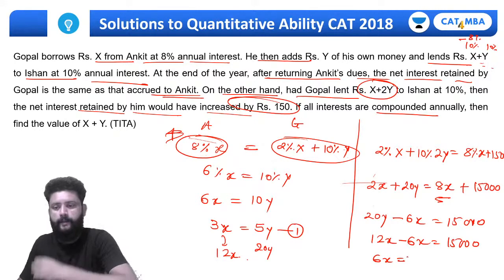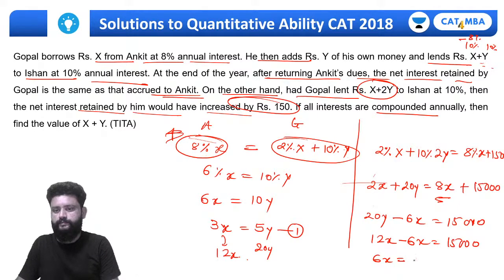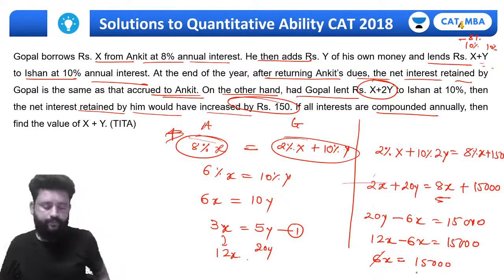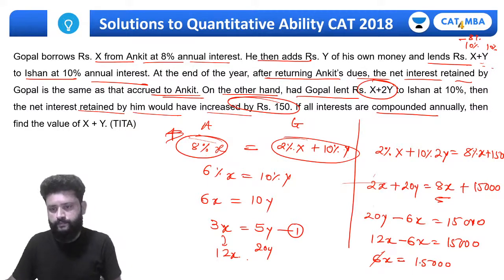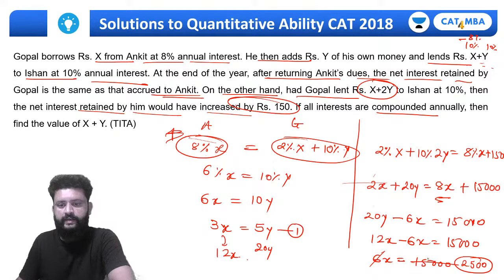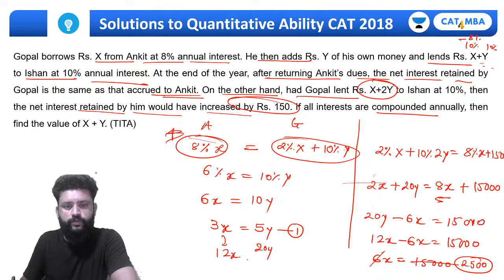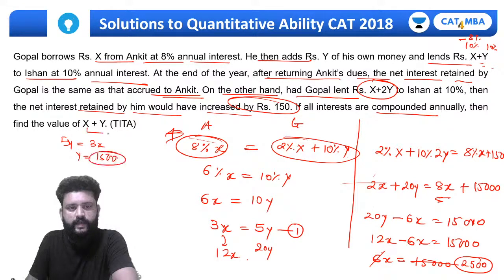15,000 must be 2,500, 2,500. We know 5y is x, y must be 15. 15 to calculate x plus 1,500.